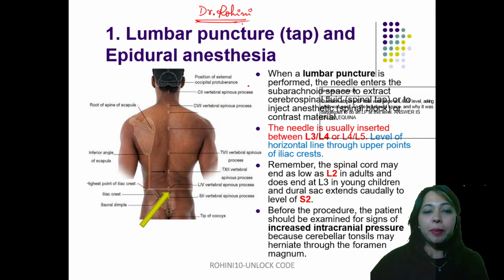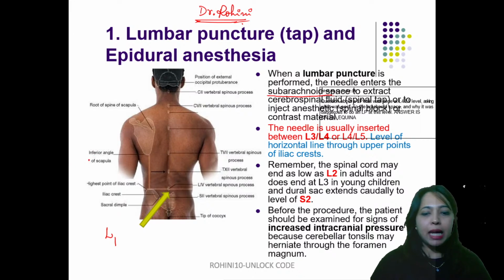Here is lumbar puncture, and epidural anesthesia. When a lumbar puncture is performed, the needle enters the subarachnoid space. Remember, it is entering the subarachnoid space. The spinal cord ends at the level of L1, and usually the needle is inserted between L3-L4 or L4-L5. The reason is that the spinal cord ends at L1, so there is no danger of damaging the spinal cord.